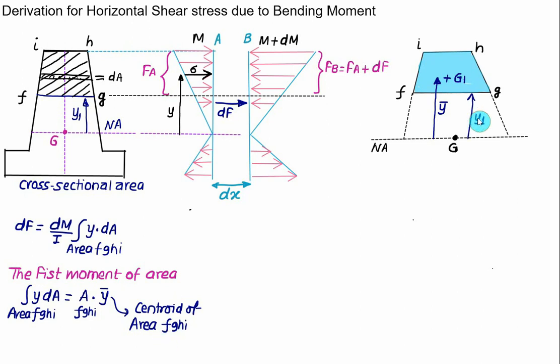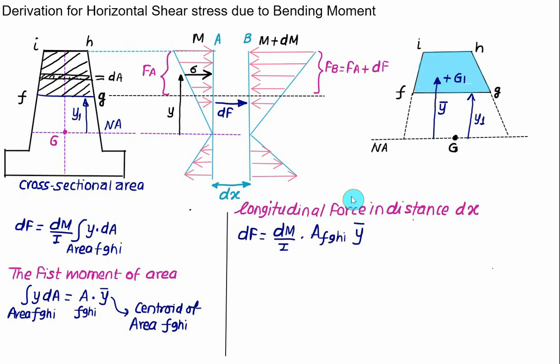area FGHI. So you have to take all the area from this fiber up to the top. That area will be equal to area FGHI, and you have to take the centroid of this hatch area, that is FGHI. You have to record the value of y bar. In that case, we can calculate the value of dF. So we have dF equal to dM divided by I, multiplied by the area FGHI, multiplied by the centroid distance of the given area FGHI from the neutral axis, that is y bar. So this force dF represents the longitudinal force in a distance dx.